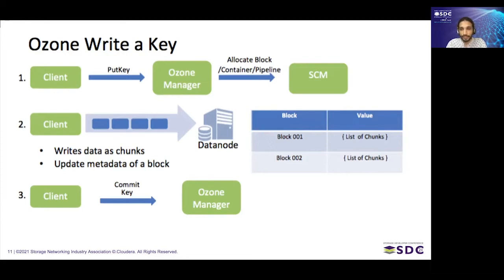So what is a pipeline? Pipeline is a set of data nodes where that container is stored. So once this block information is received, the client can communicate with the data nodes, and it can write its data to this set of data nodes. All this data write happens through the Raft consensus protocol, which makes sure that the data writes are consistent. Once the client has written all of its data, it can make a commit key call to Ozone Manager, and that will update the namespace.